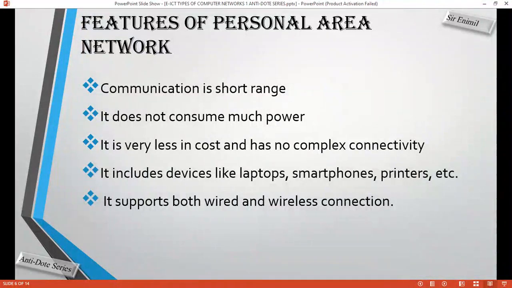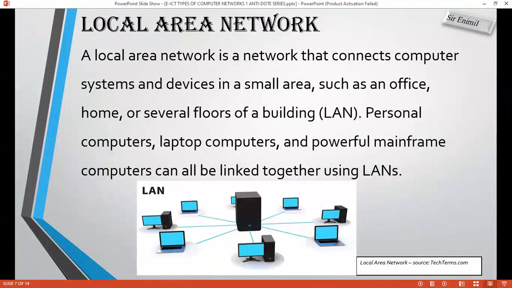So these are the features. These are the things that you see, and once you see them, you can tell whether someone is running a personal area network or not. Now, the next type of computer network is a local area network. A local area network is a network that connects computer systems and devices in a small area, such as an office, home, or several floors of a building.